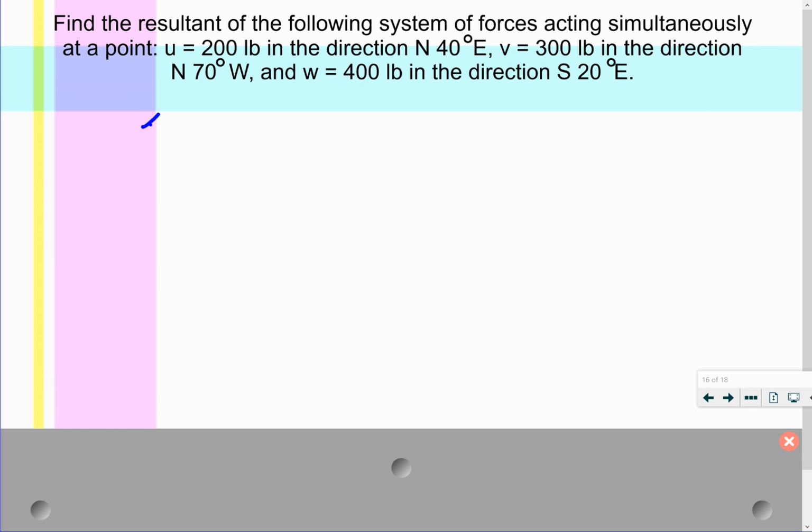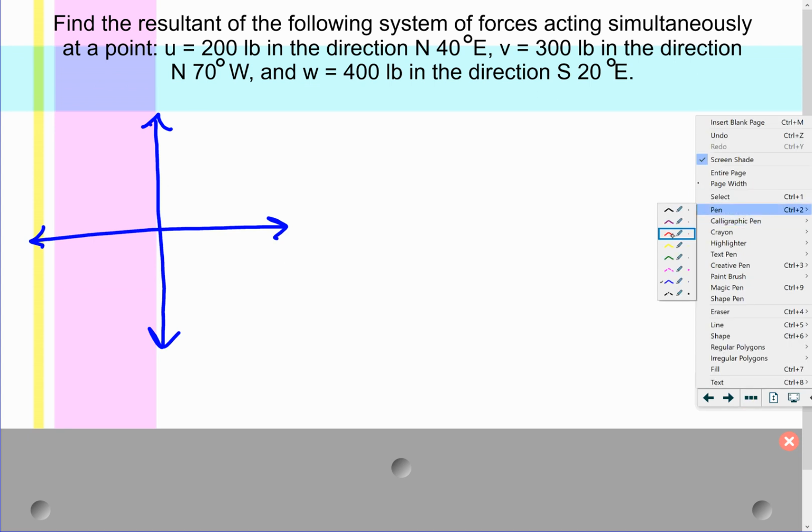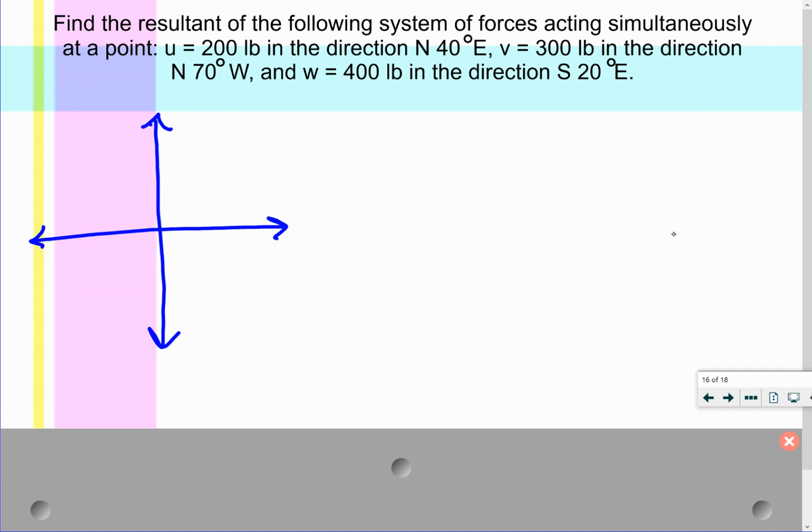Definitely going to help you to visualize what's happening here. I'm going to try to color code this for you. All right. I'm going to start with vector u. Vector u is 200 pounds, so its length is 200, and it's northeast 40 degrees. Again, that means from the north to the east, 40 degrees. So this direction, that's 40 there. That's vector u. Vector u is 200 long.